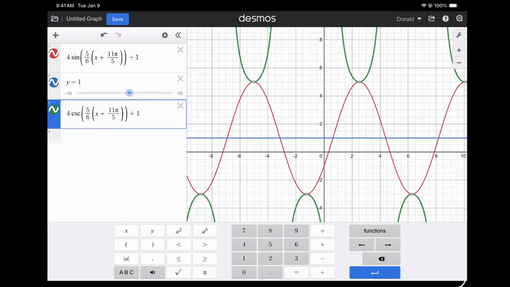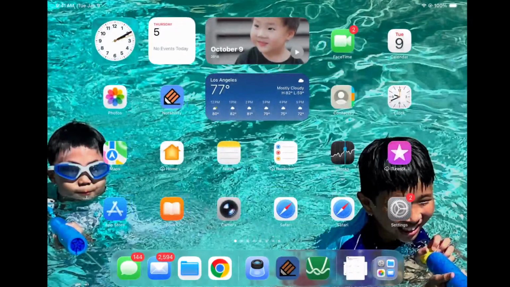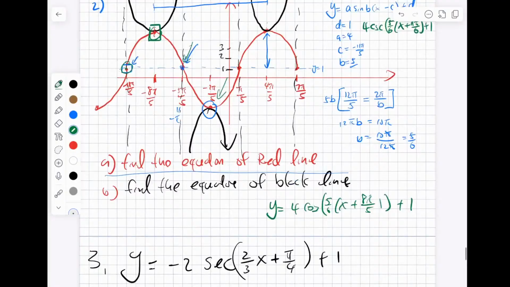How do we know it's not the same? You can do secant, but secant has to use the cosine equation. So, do you remember this cosine equation? If I want to do it, I can do it to this one. So y equal to 4 secant of 5 over 6 x plus 8 pi over 5 plus 1. I can use that because I can just change the cosine to secant and then I come up with the same exact graph. Do you guys understand or no?